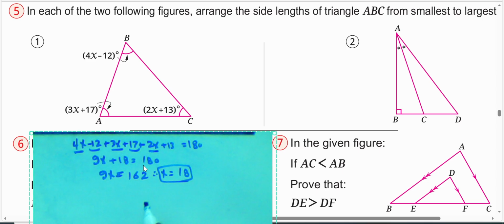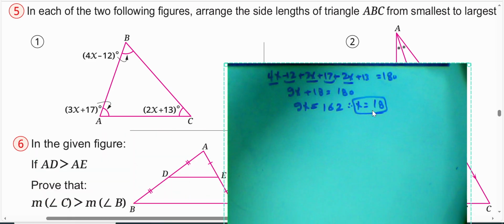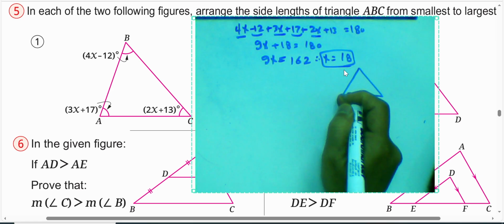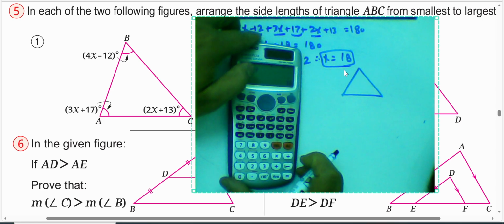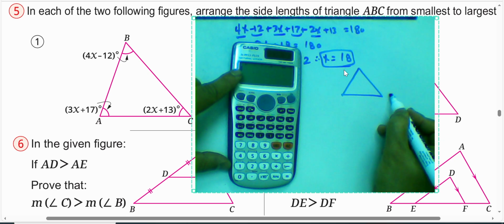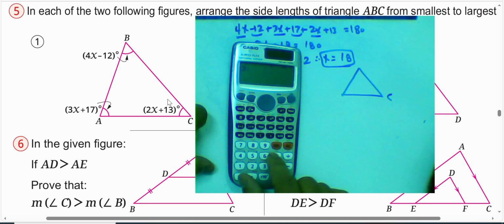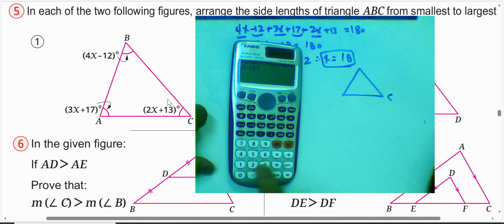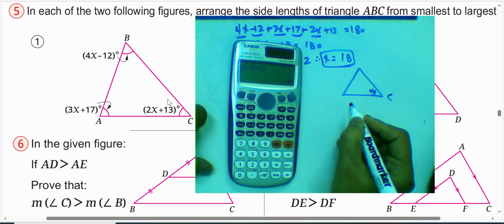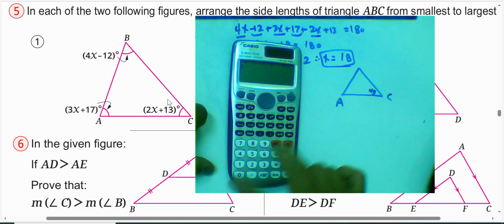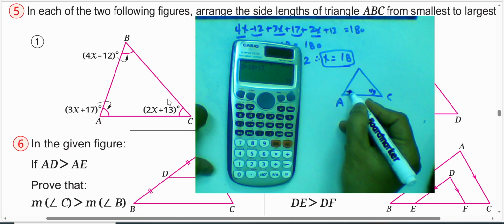Now we can find the measure of the 3 angles here. Look, we have a triangle. I will put the value of x equal 18. First I will find angle C. The measure of angle C was 2x plus 13, so 2 times 18 plus 13. The result will be 49. And then the measure of angle A, 3x plus 17, 3 times 18 plus 17, equals 71.